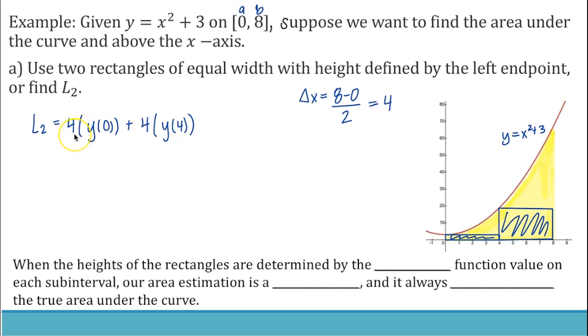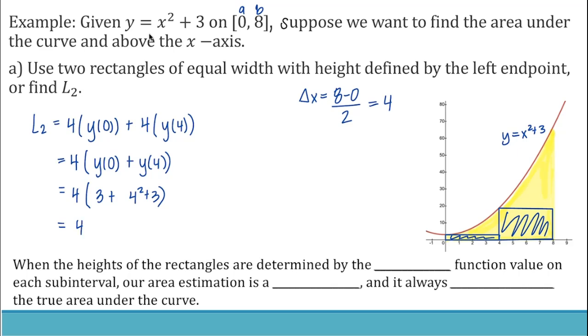All right, well, notice that both of these have in common that factor of 4. So we can factor the 4 out, and we're doing 4 times y of 0 plus y of 4. So we have 4 times, well, y of 0, if I plug 0 into x squared plus 3, that's just going to give me 3. And y of 4 is going to give me 4 squared plus 3.